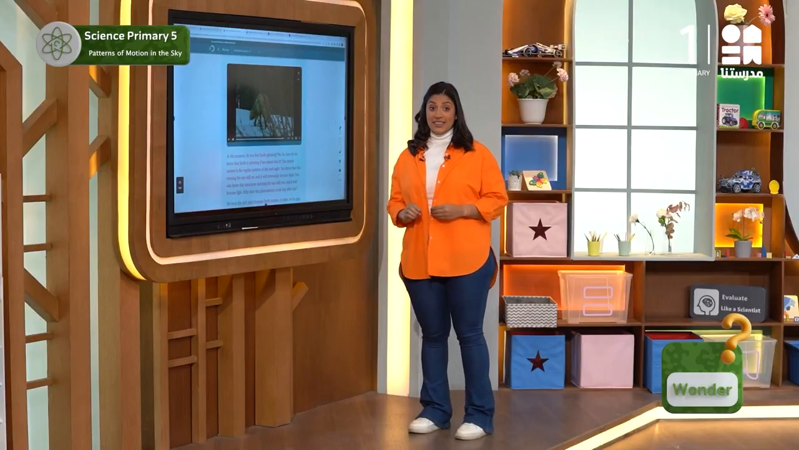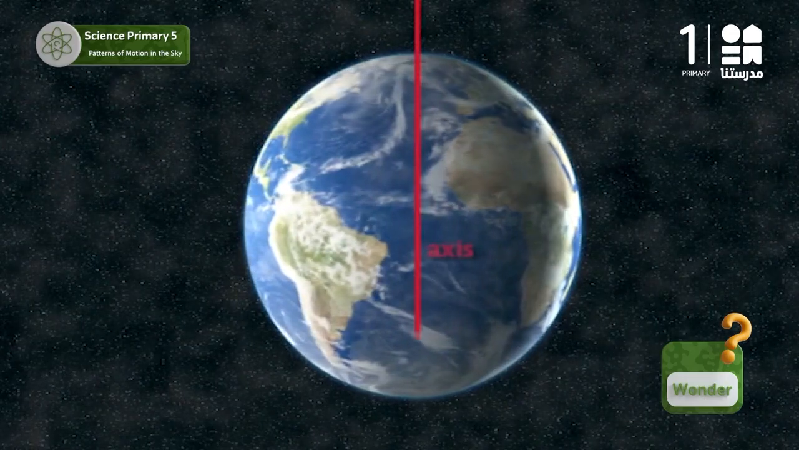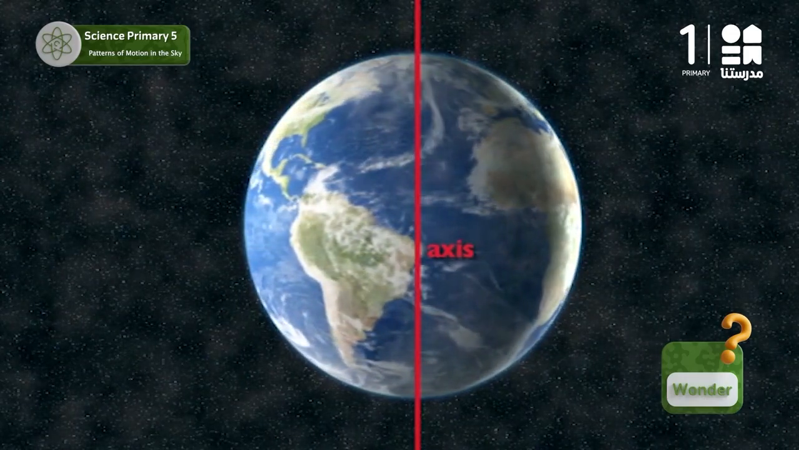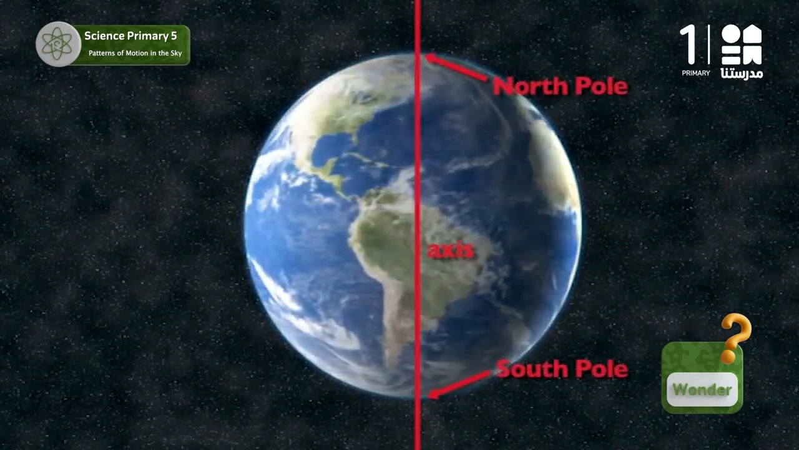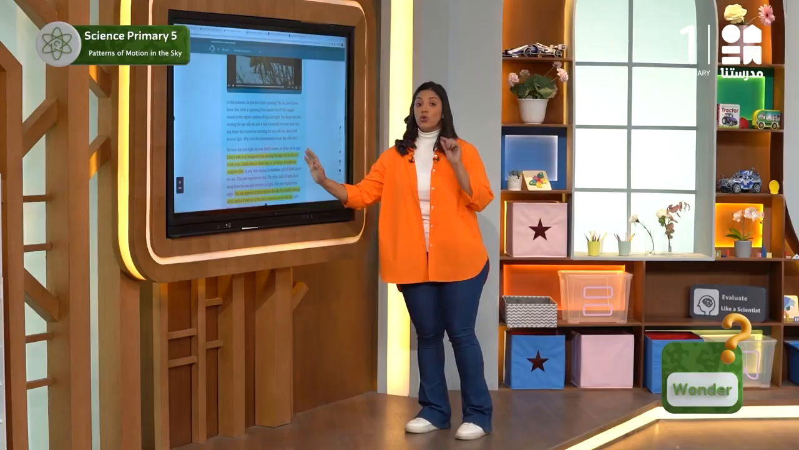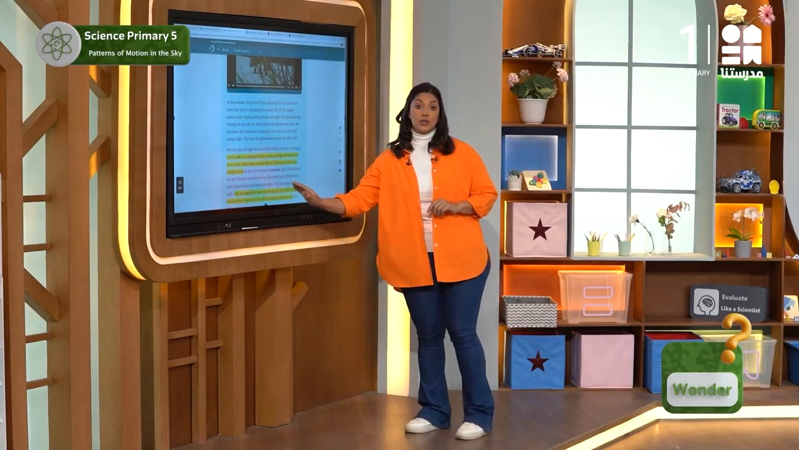Now let's read together this part. Earth's axis is an imaginary line passing through the north and the south poles here. Earth takes a whole day or 24 hours to make one complete turn.